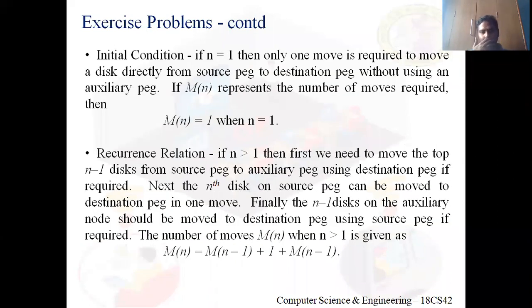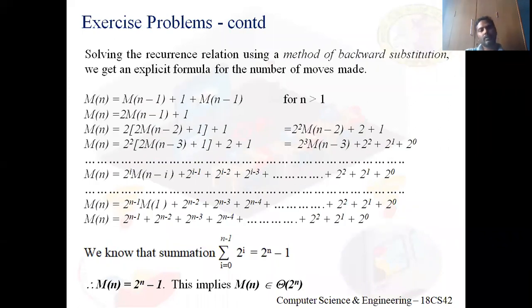So see here, when there is only one disk, the number of movements is 1. So the initial condition is M of 1 equals 1. When there is more than one disk, the recurrence relation is M of n equals M of n-1 plus 1 plus M of n-1. So M of n equals what? 2 M of n-1 plus 1.